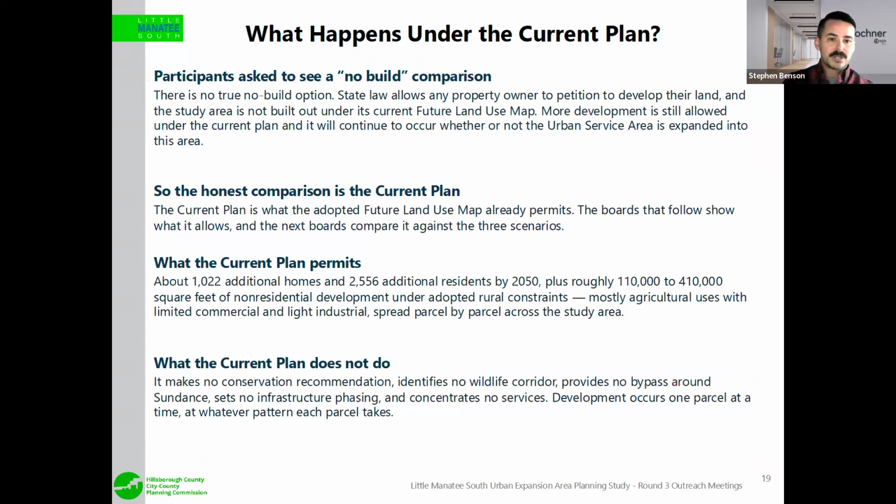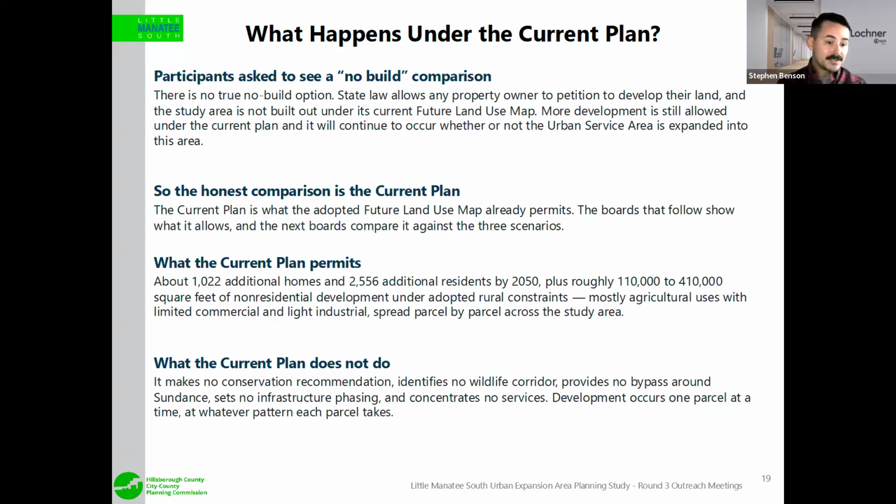A couple things that we're going to talk about as we go into the scenarios. We were asked to show a no build option. That was one of the comments that we received in round two. We unfortunately cannot show a no build option because there really isn't one. State law does allow property owners to petition to develop land, and this study area currently is not fully built out under the current future land use map. So that means that there is still more development allowed under the current plan. And so as a proxy for a no build option, what we're showing you today, in addition to the three scenarios, is the current plan and what the current plan allows.